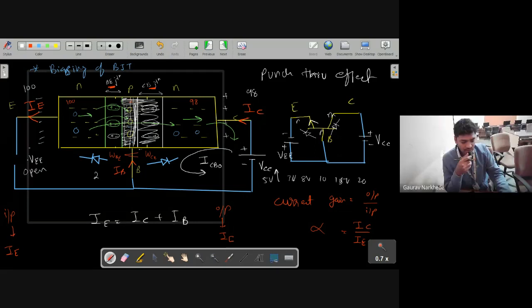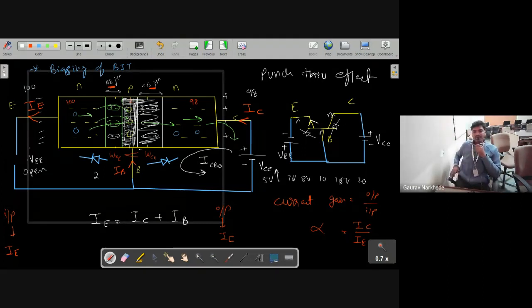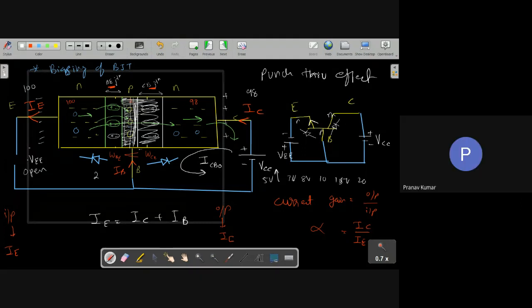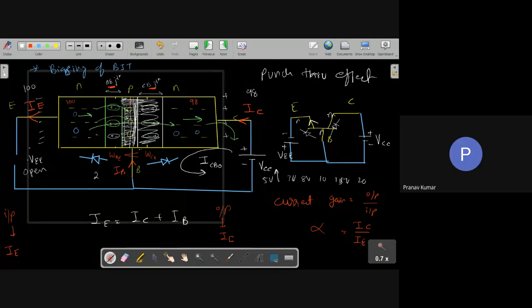Okay, how much time is remaining? Okay, still we have 15 minutes left. Okay, so any problem in this, guys? But to what extent we have to increase the voltage, sir? Huh? To what extent we have to increase the voltage?